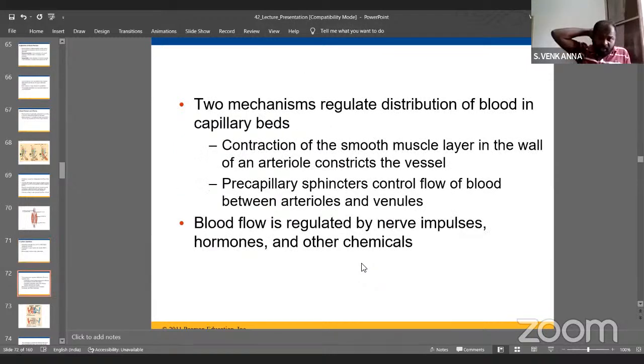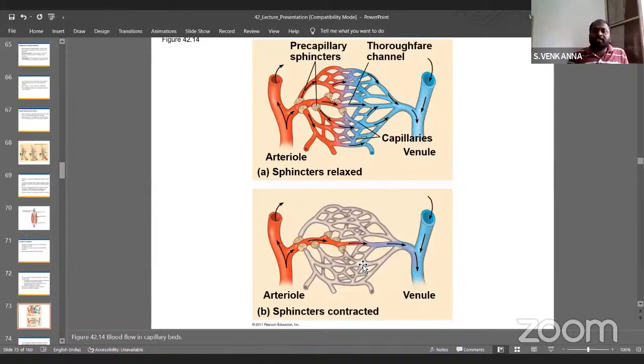Two mechanisms regulate the distribution of blood in the capillary beds. First, the contraction of the smooth muscle layer in the wall of an arteriole contracts the vessel. Second, precapillary sphincters control the flow of blood between arterioles and venules. The blood flow is regulated by nerve impulses, hormones, and other chemicals. So this is the capillary thoroughfare channel.